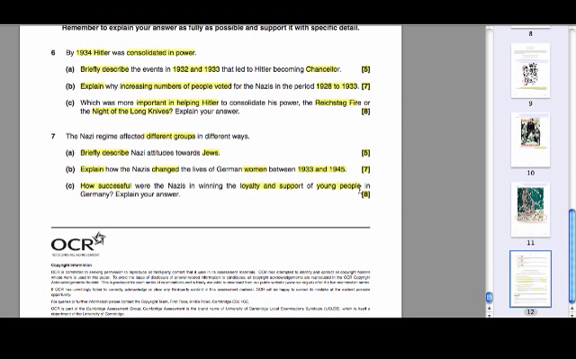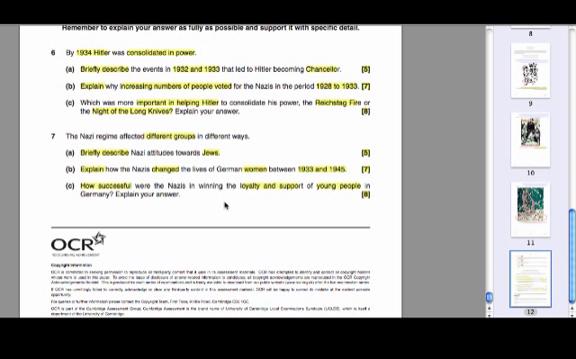So the focus is on the young people, and we would be looking at how successful the Nazis were in winning the support and loyalty of those young people, versus, here's some examples, as I said earlier, of when they weren't so successful, before then coming to an overall conclusion stating whether you think they were successful or unsuccessful overall. So these are the 3 parts to question 7.